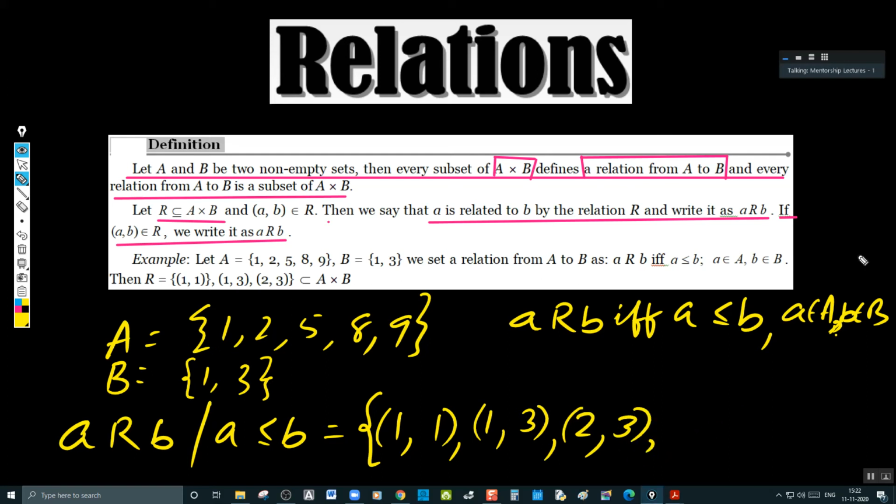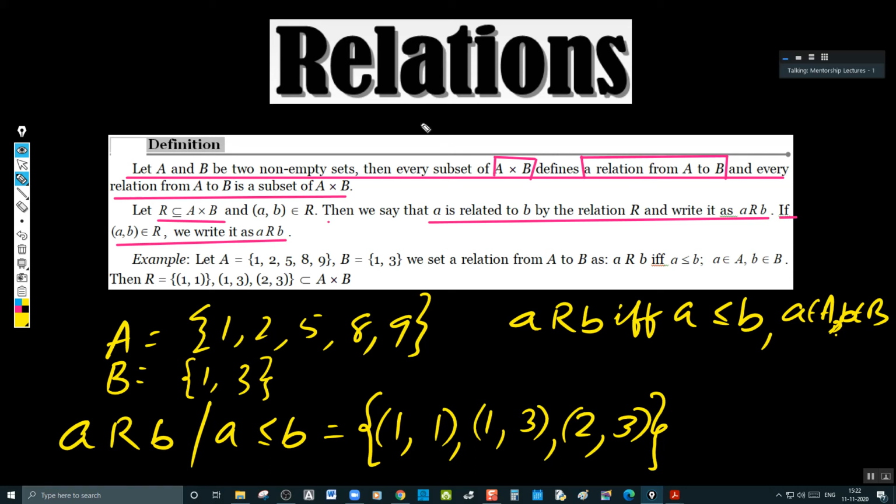If you have any doubt, ask me, please. Good. Next, if you take 5, 5 cannot be associated with 1 or 3, because we need 5 to be less than the number. So there is no association with 5. No association with 8. No association with 9. And hence it is closed. So the relation we have taken is (1, 1), (1, 3), (2, 3).